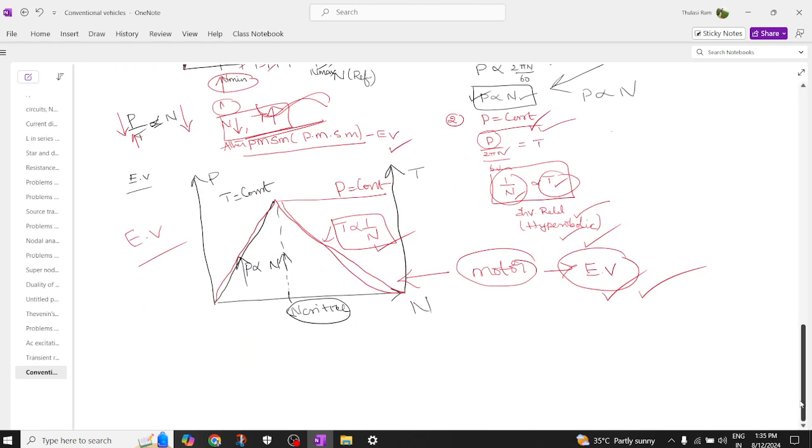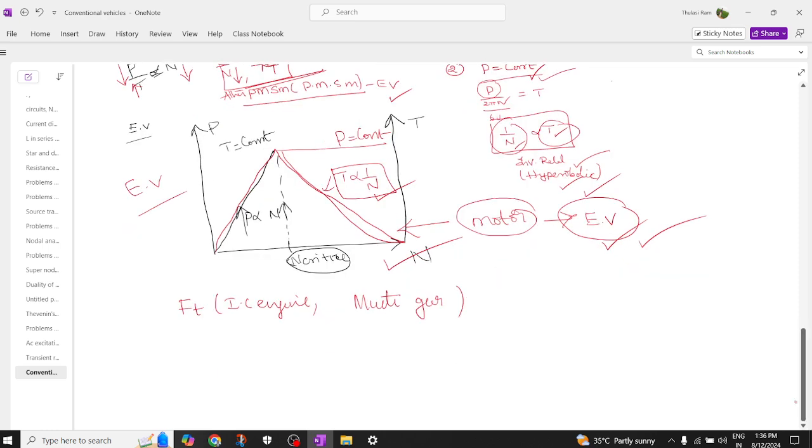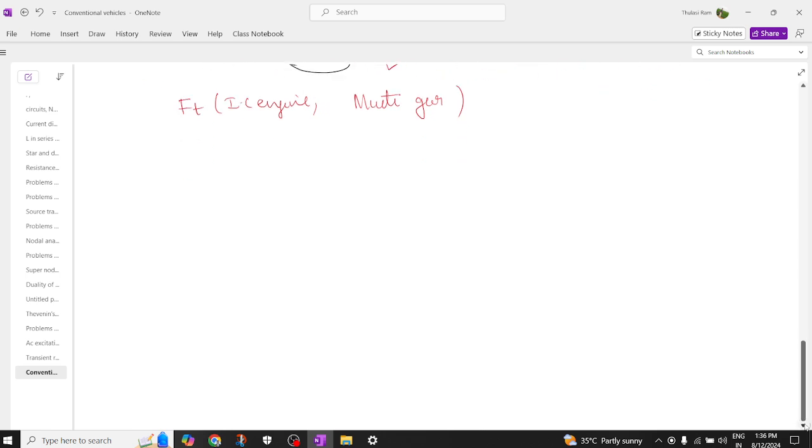But in an electric vehicle there is only one gearbox, nothing else. When you come to the multi-gear transmission, let's write down what happens. What is the tractive effort generated by an IC engine when we have multiple gears? Let's see how the tractive effort is going to change.